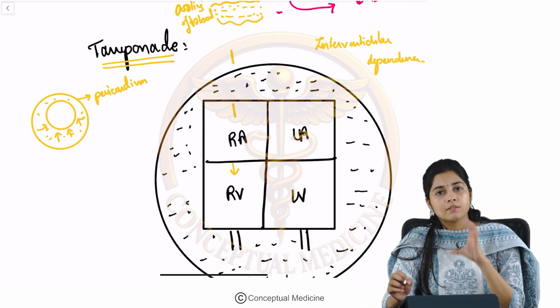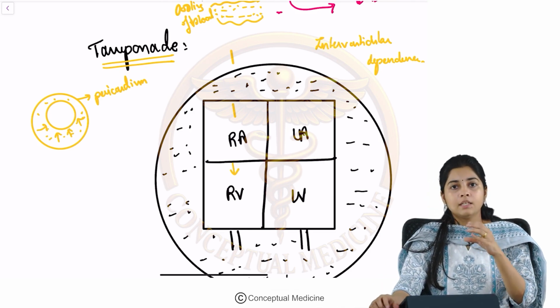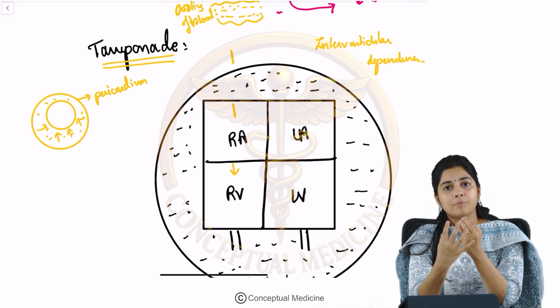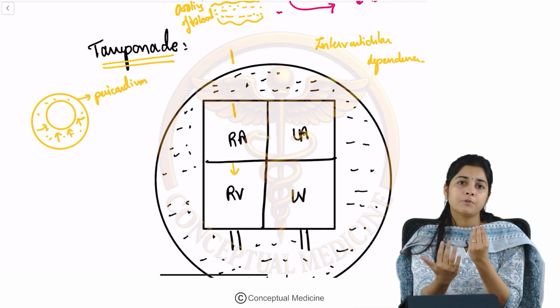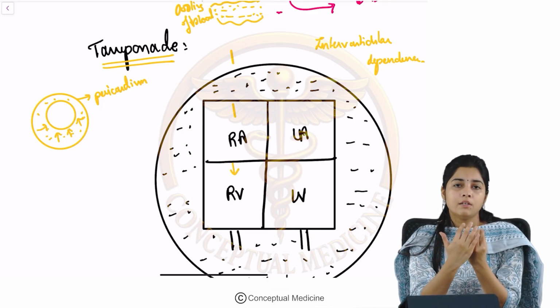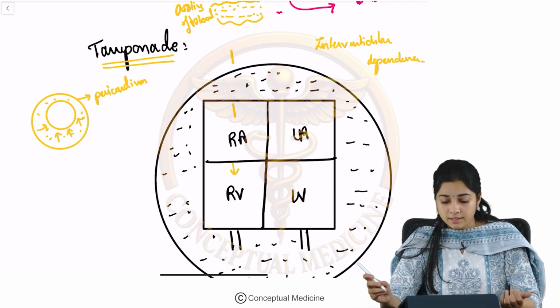What is the reason for this? When there is tamponade, the heart is expanding against the pericardium. However, the pericardium does not allow the RV to expand because it has a lot of fluid, and it puts pressure back into the heart. So the RV cannot expand.